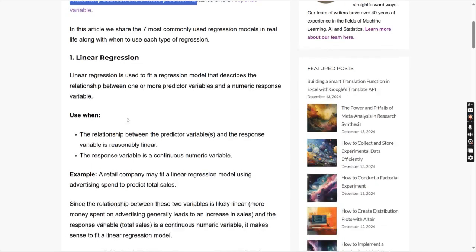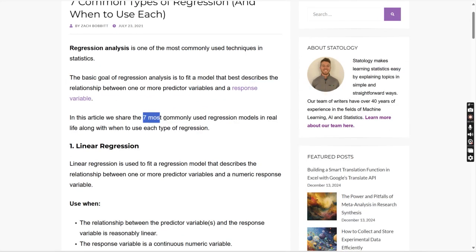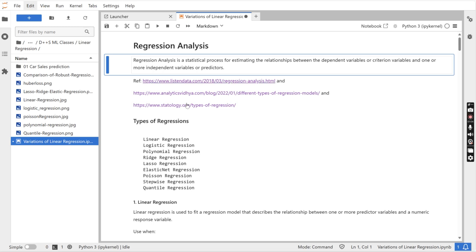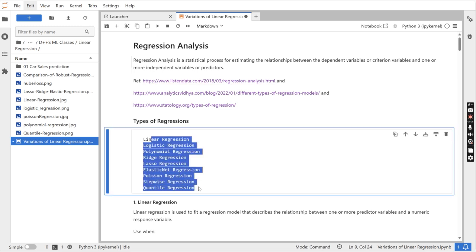There are actually some say 7, the 7 most commonly used linear regressions. Some say 10, some say 15, various. As we go on, new regressions are being invented, so that's why there could be more than 10 plus different types of regressions so far. So we have listed down several of them here.